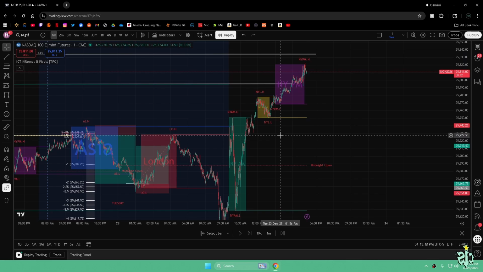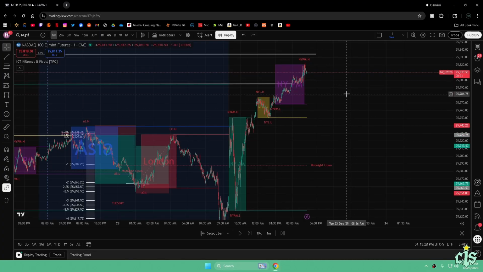Risk management to the top, right? Lose 250, make 1,000, right? Counteract with bigger wins and smaller losses. That's how you make it in trading.